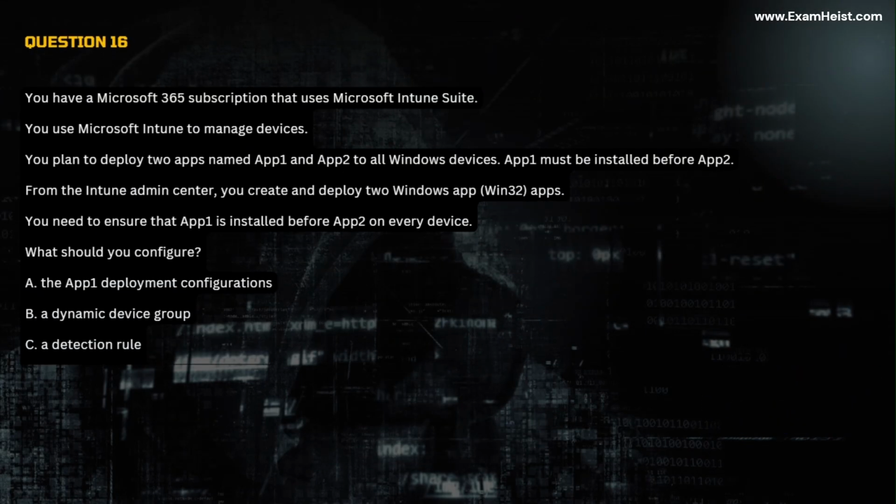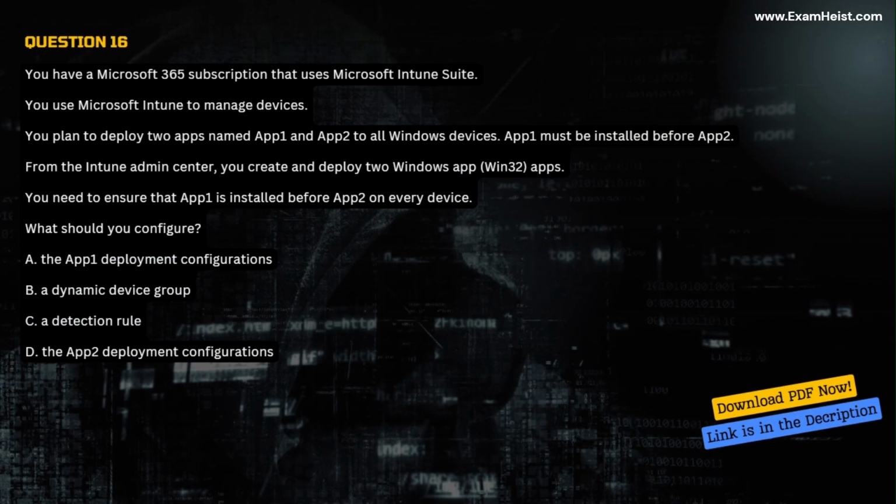Question 16. You have a Microsoft 365 subscription that uses Microsoft Intune Suite. You use Microsoft Intune to manage devices. You plan to deploy two apps named App 1 and App 2 to all Windows devices. App 1 must be installed before App 2. From the Intune Admin Center, you create and deploy two Windows app (Win32) apps. You need to ensure that App 1 is installed before App 2 on every device.